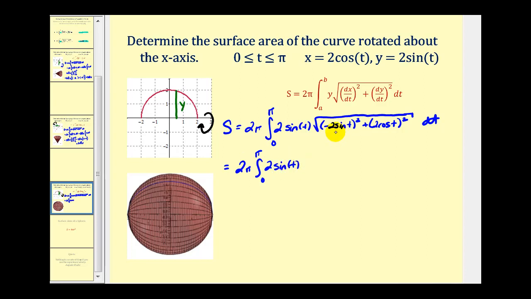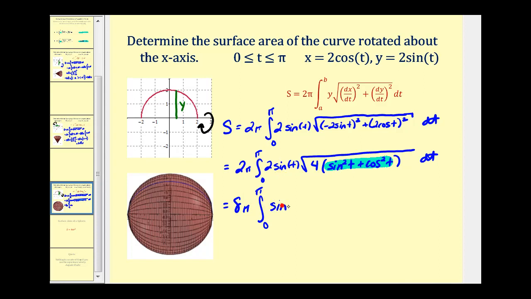This is going to be 4 sine squared t plus 4 cosine squared t. I'm going to go ahead and factor out the 4. So I'll have 4 times (sine squared t plus cosine squared t). Now here you probably recognize sine squared t plus cosine squared t as 1. So this becomes the square root of 4, which is 2. So we have a factor of 2 from this, a factor of 2 here. So let's go ahead and factor out a 4. So we'll have 8 pi, and then the integrand is just sine t now.